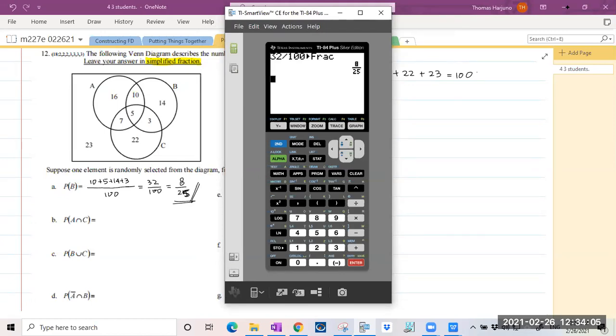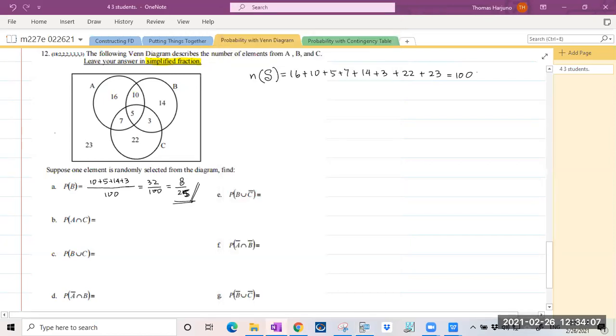Now let's see part B. Part B, we want to find the probability of selecting somebody in A and C. The element in A and also in C, because it is the and, so it has to satisfy both, right? Now it refers to this region here. It refers to that region.